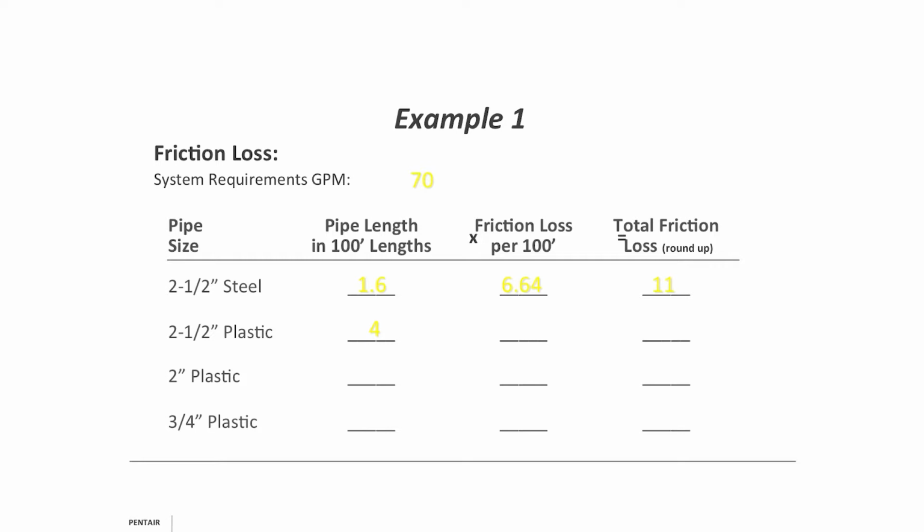400 divided by 100, again, because the chart's based upon 100 feet, gave me 4 pieces. I take that, multiply by the friction loss I found per 100 at 70 gallons per minute, which was 3.58 feet per 100 foot. Multiplying and rounding up, that came up to be 15 feet of head.